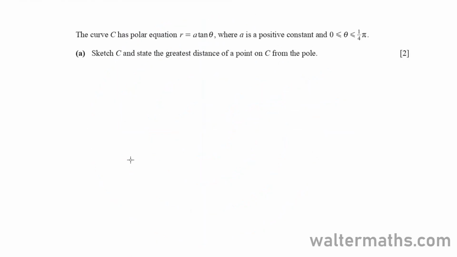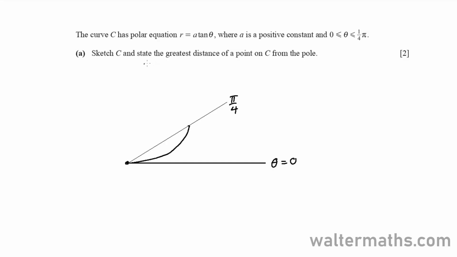So let's put that on the paper. So we have the initial line here, theta is equal to 0. And we're going to be having the line theta is equal to pi over 4, which is this line here. So the pole is right here, and so the graph was coming out to be like this. So that's how we make the sketch.